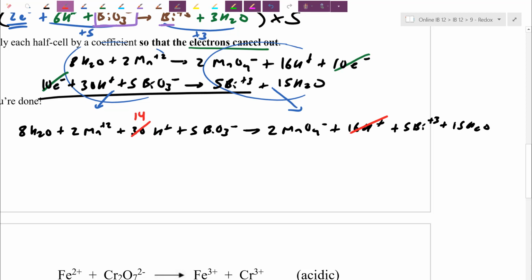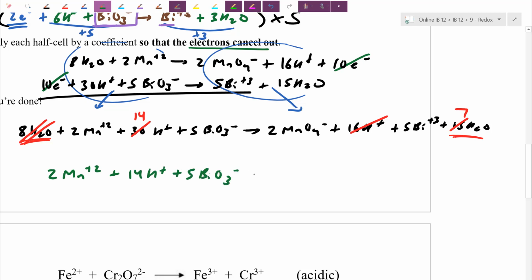I also have 8 waters, and I have 15 waters over here. Let's get rid of the 8 on this side, and let's make that 7. We want to make it as simple as we can. And there we're done. So we have 2 Mn+2 and 14 H+, and 5 BiO3- now becoming 2 MnO4-, 5 Bi+3, and we had 7 waters. Okay. This was now a fully balanced redox equation.